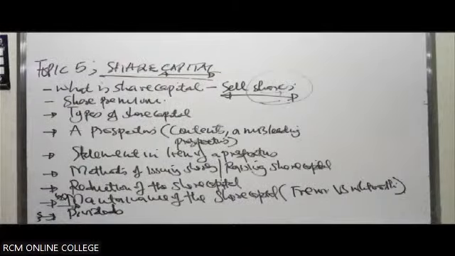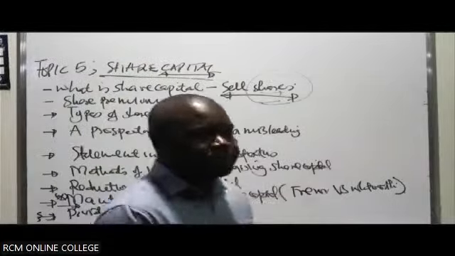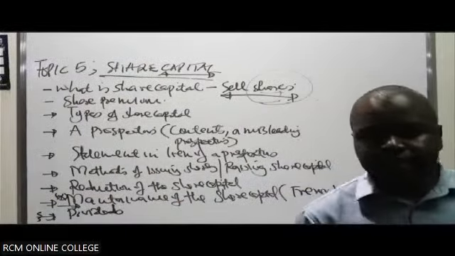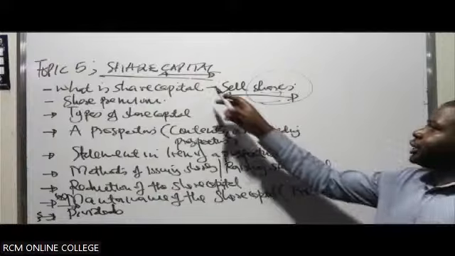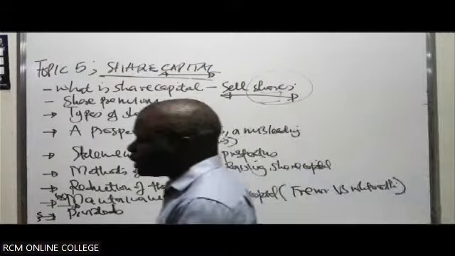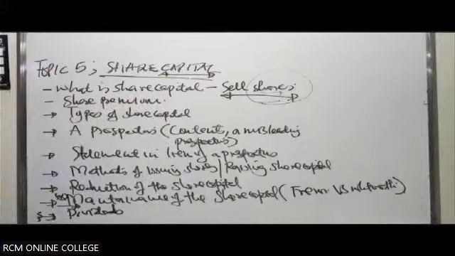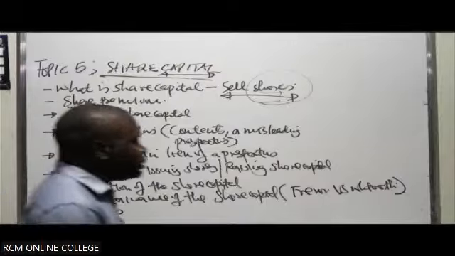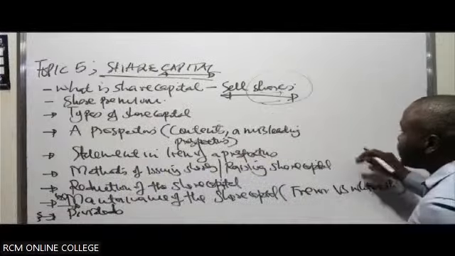A company is a form of business. It can only operate if it has capital. One of the key sources of capital is share capital. It sells shares to raise share capital. So when the shares are being sold, they can be sold at what we call a premium.